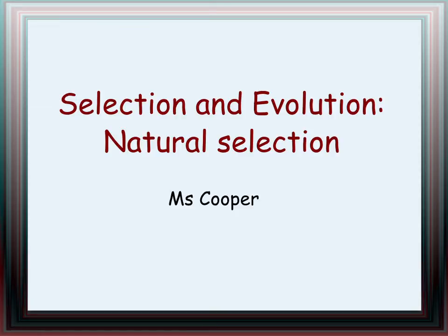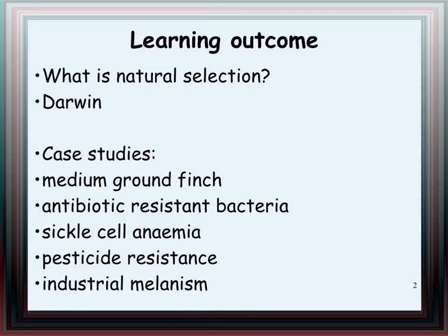In this topic, we're going to have a look at natural selection. So we're going to discuss what is natural selection and, of course, look at Darwin. Then we're going to have a look at a few case studies: medium ground finch, antibiotic resistant bacteria, sickle cell anemia, pesticide resistance, and then finally industrial melanism.